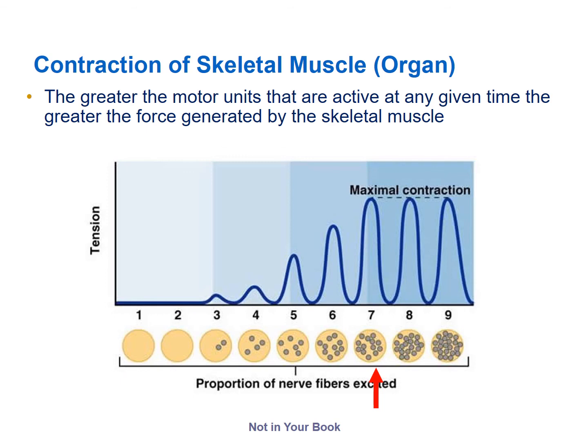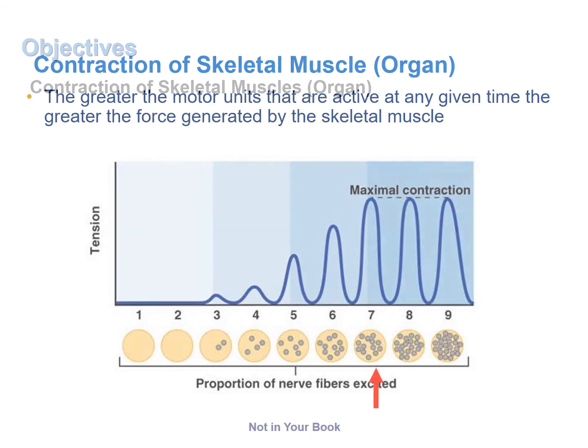Notice that at trial 7, contraction is maximal because even though more motor fibers are active at trials 8 and 9, there's no increase in tension.